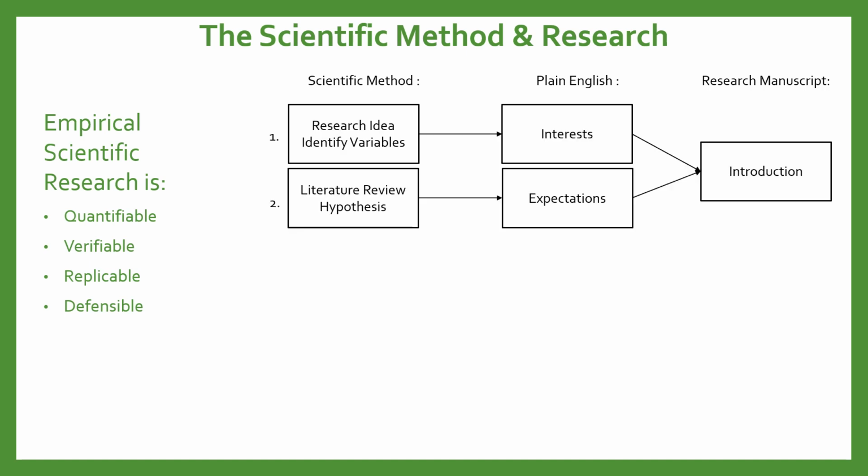So we start off by figuring out what we're interested in, right? Maybe we make an observation and we're curious about that observation and we want to know more. So we could develop a research idea and then start to identify the variables of interest there. Then that really translates into a literature review.